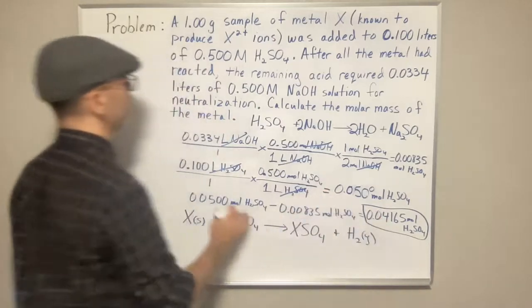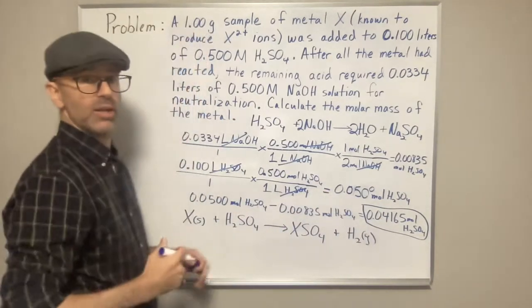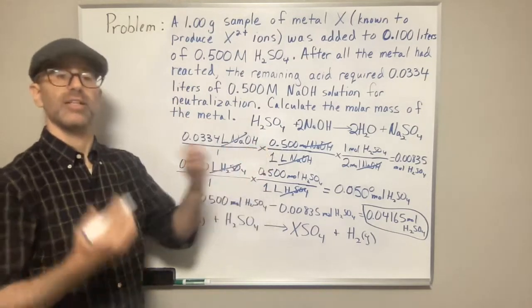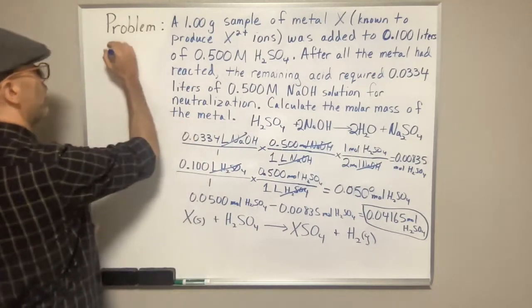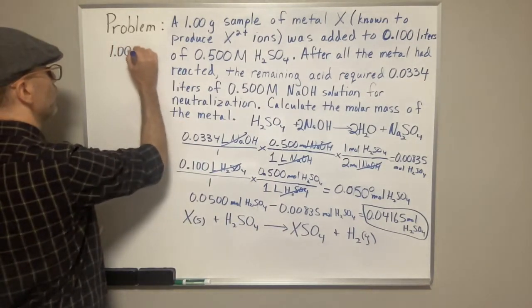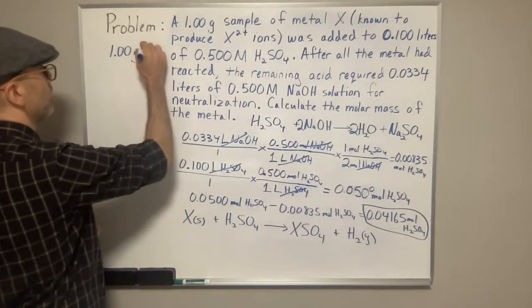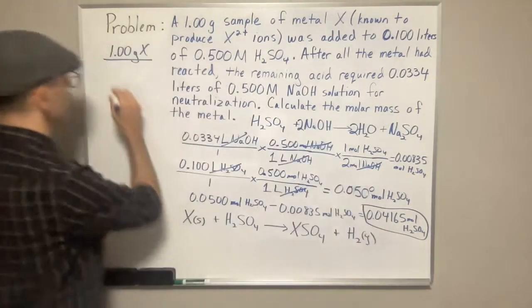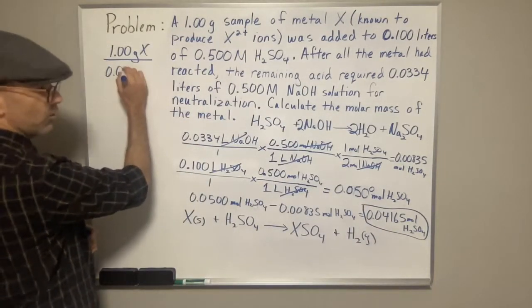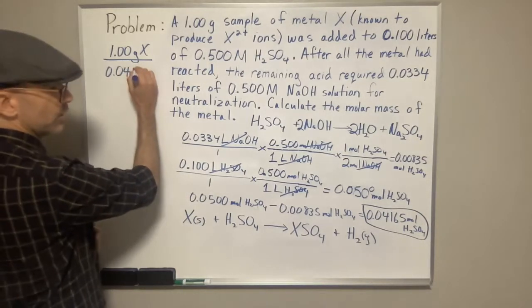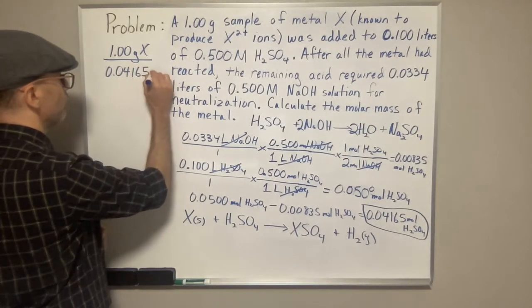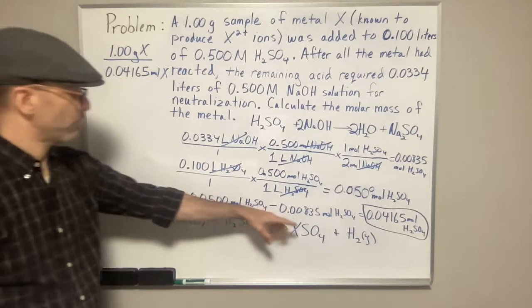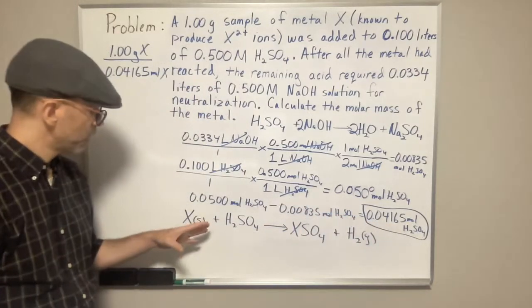Now I have the moles of the metal. I have the mass of the metal. The molar mass of the metal is grams per mole. So I'm going to take the grams divided by the moles. So I have 1.00 grams of my metal X divided by the moles, 0.04165 moles of X. So we need to make sure we have the right number of sig figs.